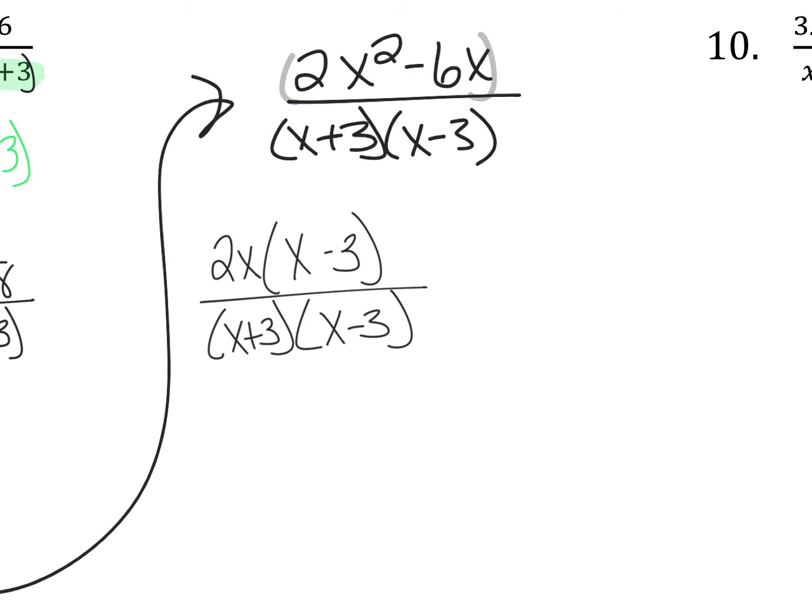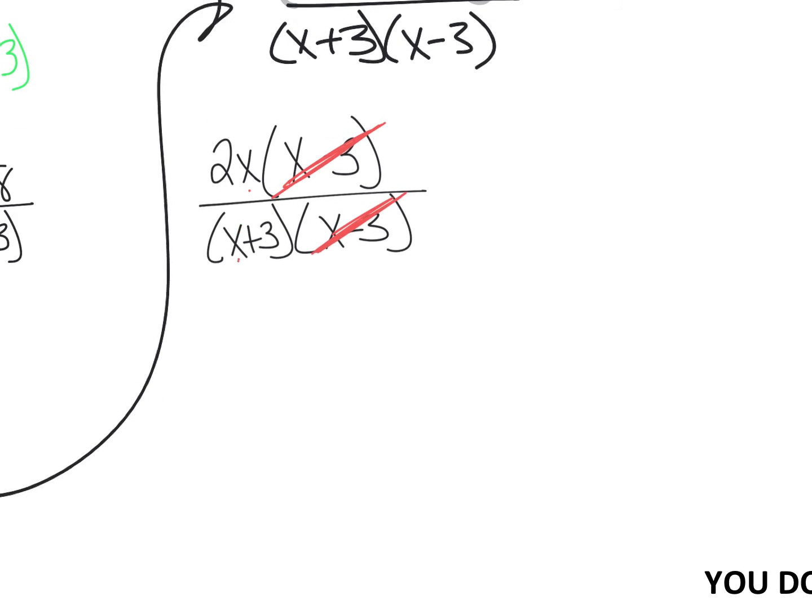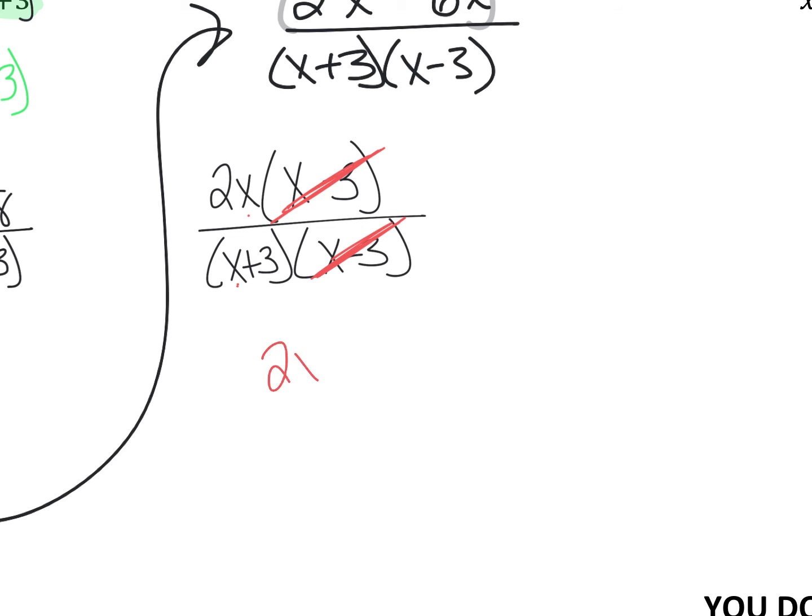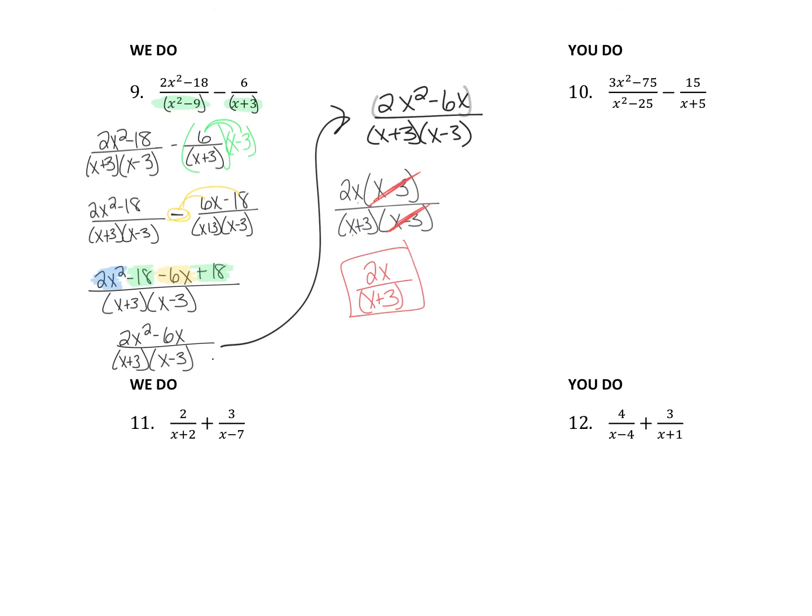Now that I've factored my numerator, I can go ahead and see if anything is going to divide out. In this case, I have an x minus 3 and an x minus 3. Okay. Remember, this x right here is not going to divide out with this x because this one is in the safety of parentheses. Okay. So it looks like my final answer should be 2x over x plus 3. Double checking to make sure nothing else is going to divide out, and it does not, so that should be your final answer. Go ahead and try number 10.